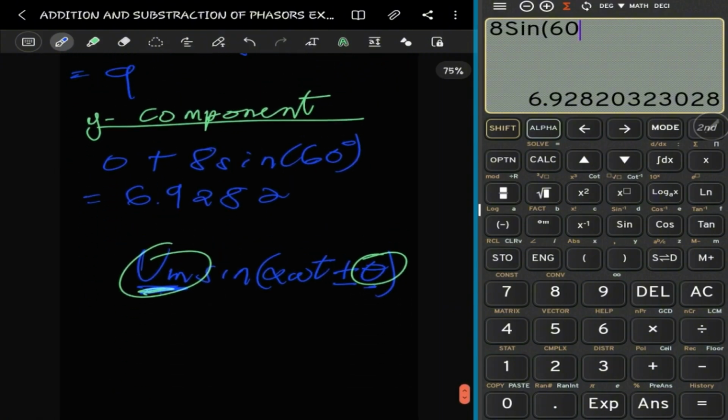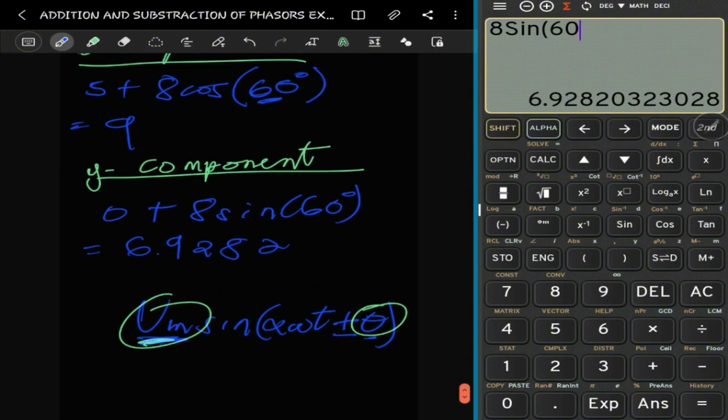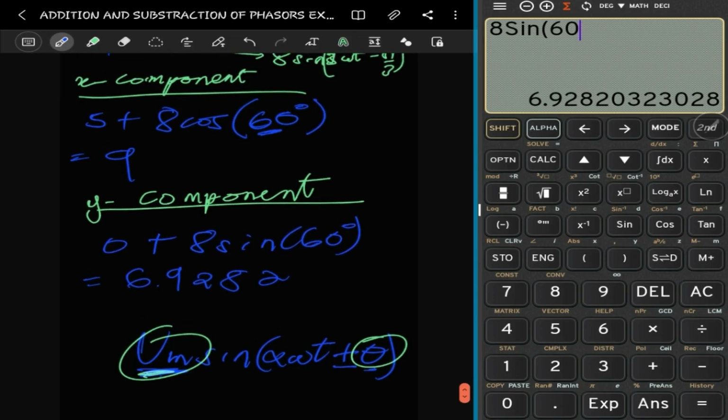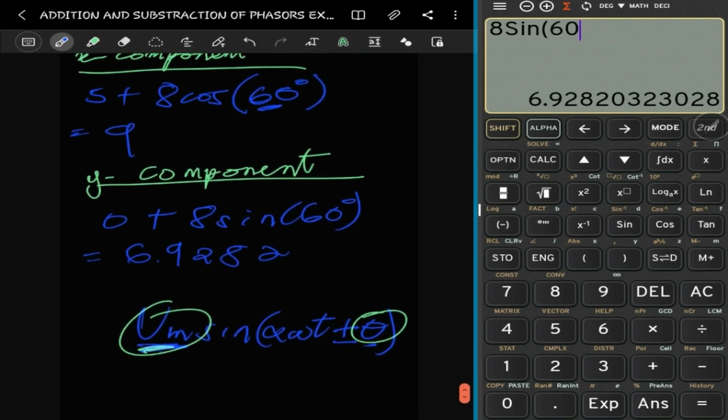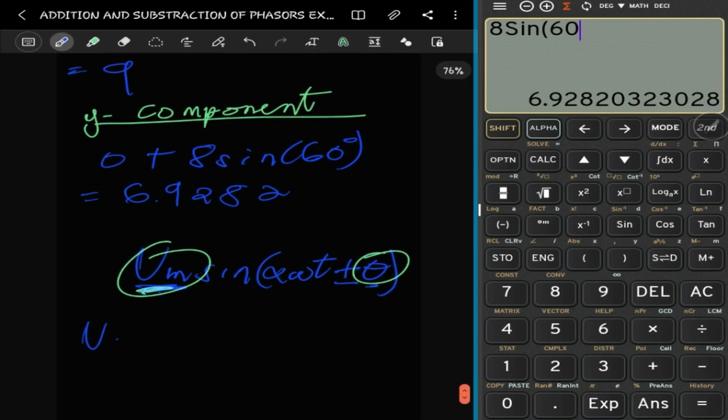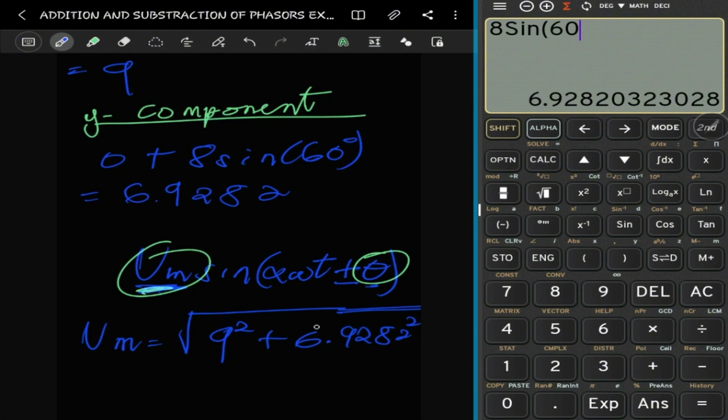So let's go over this once in a while just to make sure we are clear on what we are doing. The Vm that we are looking for is the square root of 9 squared plus 6.9282 squared. And it's very important that if you get negative values, make sure you put them in brackets so that it's easier to compute and less confusing.